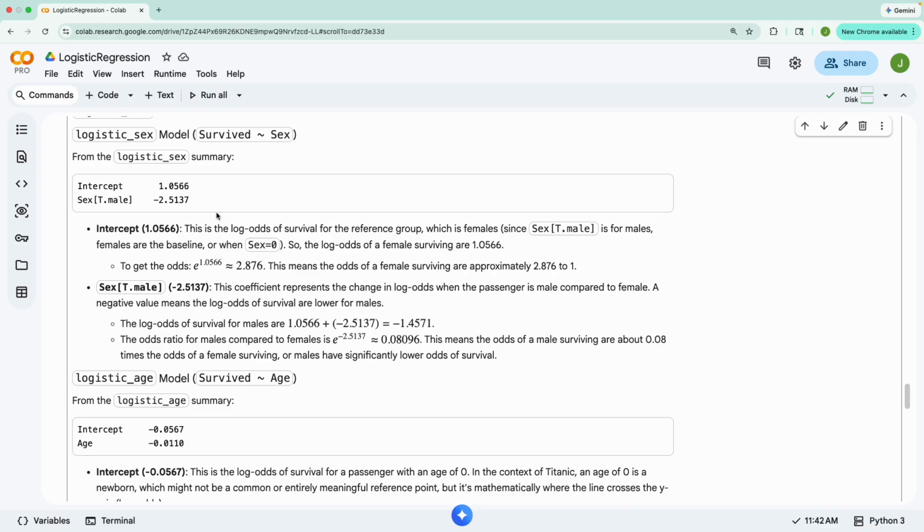Okay, so I'm going to stop here because these are the main facts that you need to know: the odds ratio, interpreting the coefficients, and the p-values for variable selection.